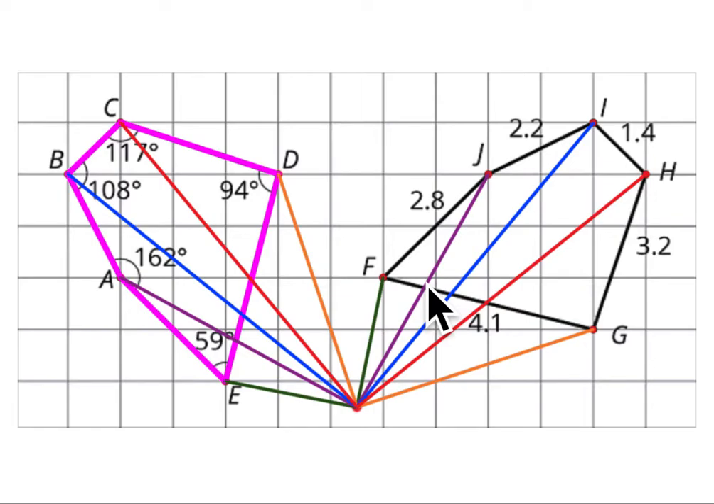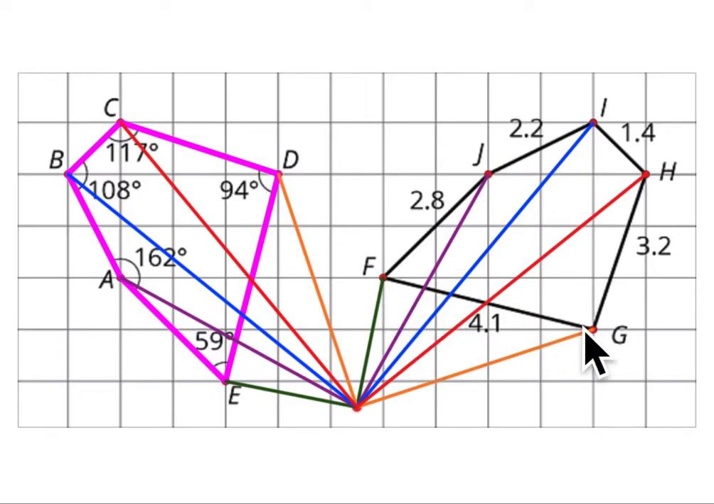So once you know that, then the angles are the same and the side lengths are the same. So you can use the angles of the pentagon on the left to fill in the angles of the pentagon on the right, so the corresponding angles. So E corresponds to F, so F is going to be 59 degrees. And then you just can go around in order. So it's going to be 59, 162. So this would be 162, 108. I'm going to show you this in a second, all filled in. 117 and 94.